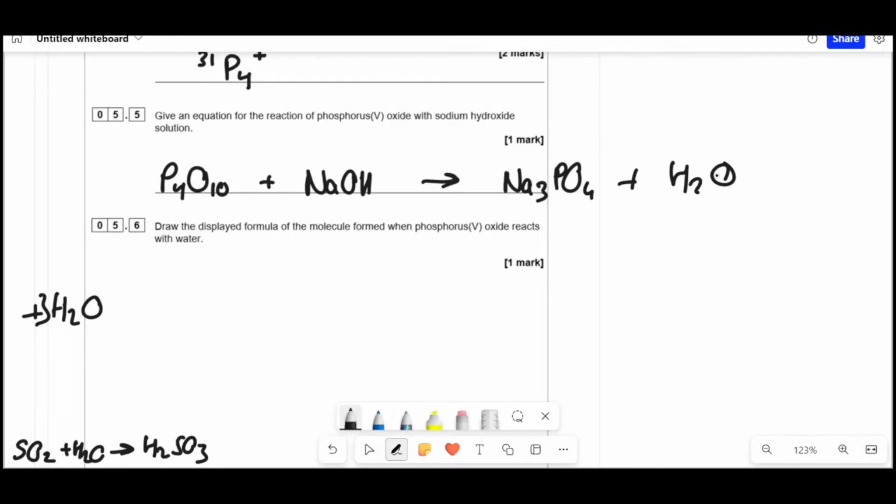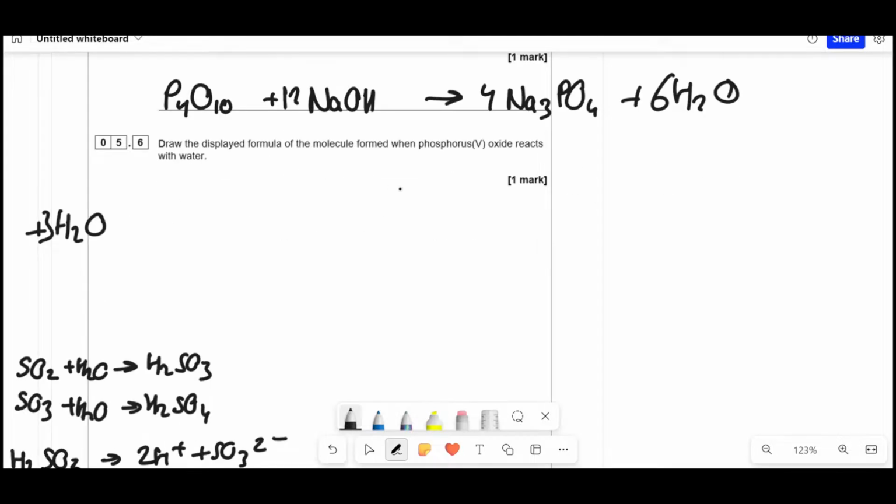So then we need to actually do some balancing. We've got 4 P's here, so I'm going to put 4 there as a safe bet and see what happens. If we've got 4 Na3PO4, we're going to need 12 NaOH. And then if we have 12 H's, we're going to need 6 H2O. Does it all add up? Yes, it does.